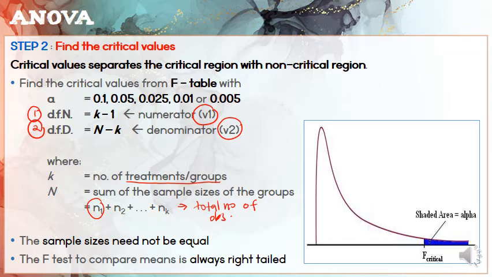Okay, and the F-test to compare means is always right tail. We always use F-test as right tail. So this is the diagram for F-tail, it is skewed to the right. So we find the critical values, and if the value is in the critical region, we reject. If it is not in the critical region, we do not reject. So this critical value separate the two area.